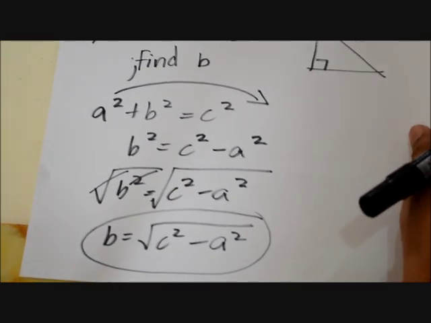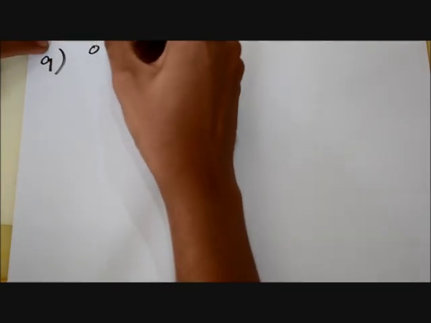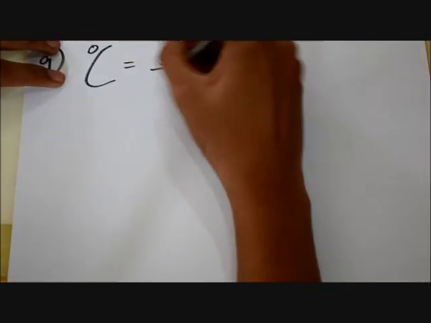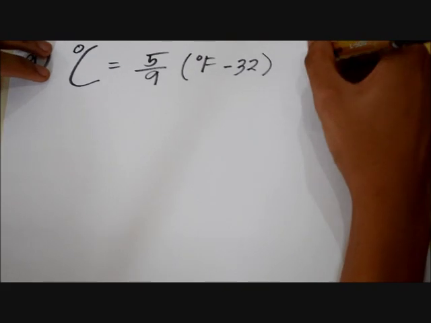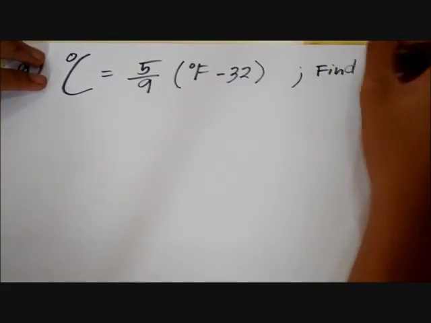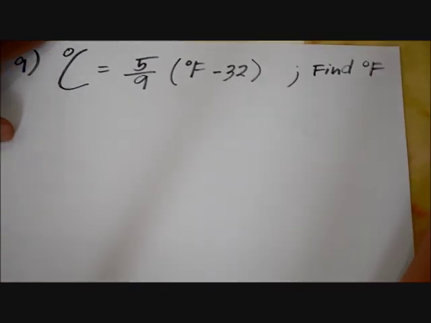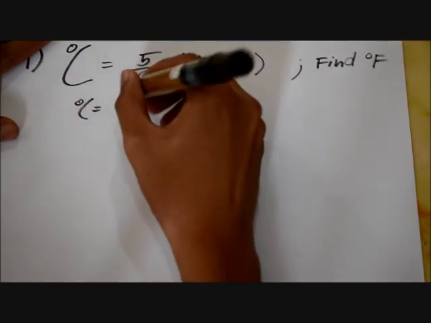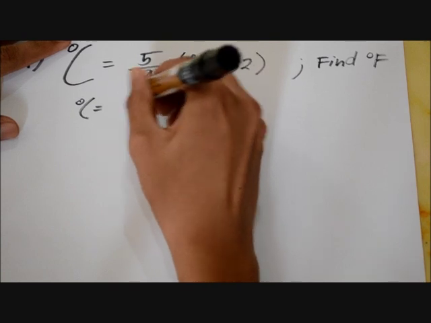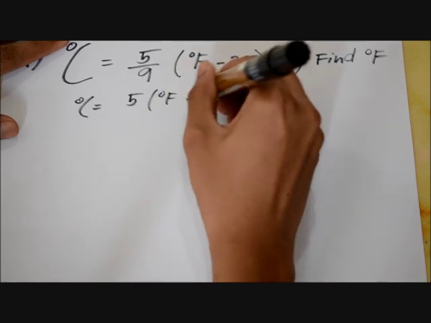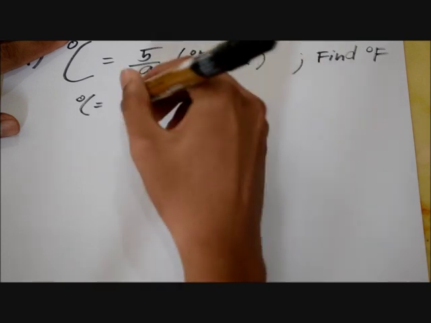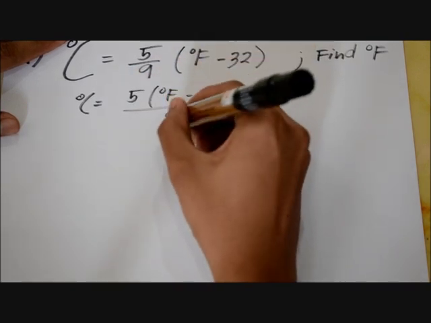Next, number 9, given degrees Celsius is equal to 5/9 times the quantity of degrees Fahrenheit minus 32, wherein we're going to find the value of the degrees Fahrenheit. So again, our goal is to isolate degrees Fahrenheit. So our first step is to distribute 5/9 to the quantity of F minus 32. That makes it 5 times the quantity of degrees Fahrenheit minus 32 over 9.